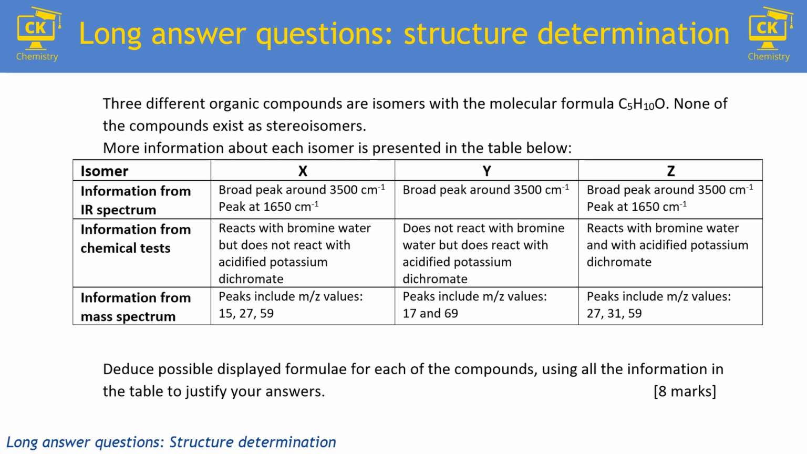They're isomers. So what we want to do before we get really into the table, because this is a longer mark question and it's using all the information in the table, but we don't want to forget that there is also information elsewhere in the question that we need to know. So they're isomers, fine. We've got the molecular formula, so we need to know that in the question. We've also got a thing here that says none of the compounds are stereoisomers.